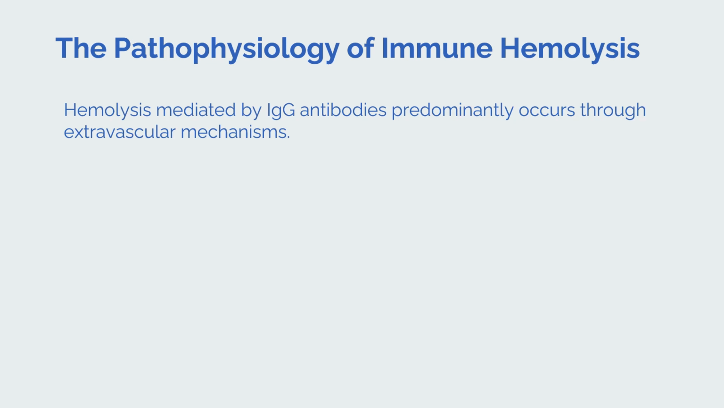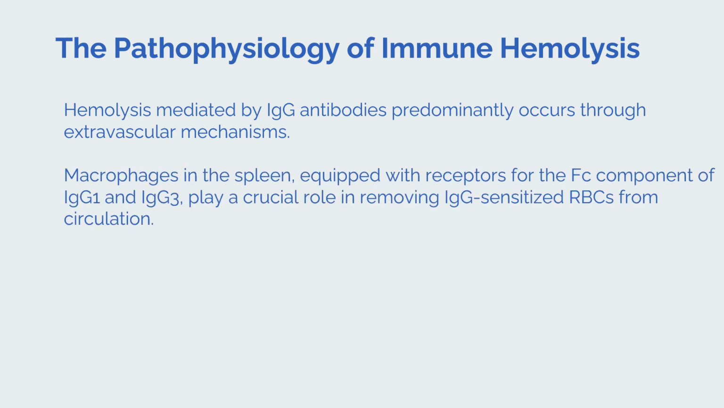hemolysis. Hemolysis mediated by IgG antibodies predominantly occurs through extravascular mechanisms, with or without complement involvement. Macrophages in the spleen, equipped with receptors for the Fc component of IgG1 and IgG3, play a crucial role in removing IgG-sensitized RBCs from circulation.